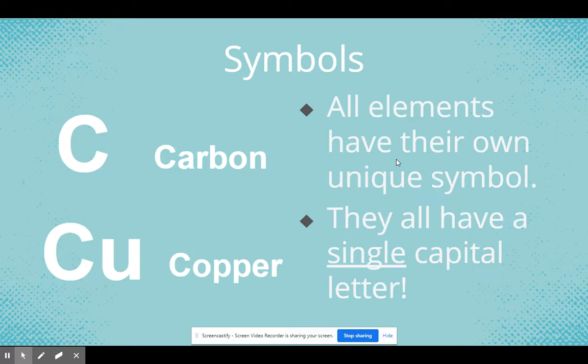So the symbols, they all have their unique symbol. There are 118 elements. All 118 have exactly one capital letter, a single capital letter. That's important. So if you write all caps, please don't. Please write them exactly as they appear on the periodic table.